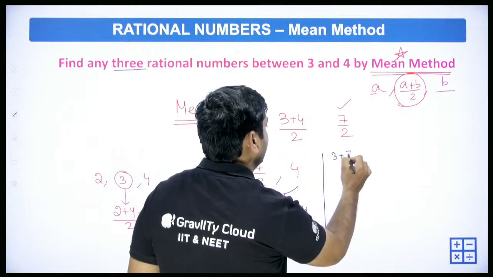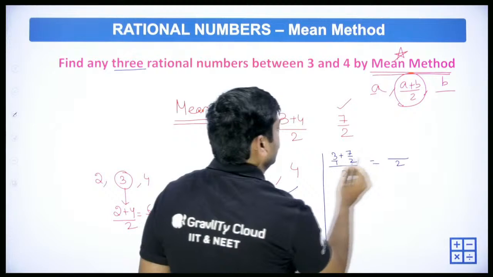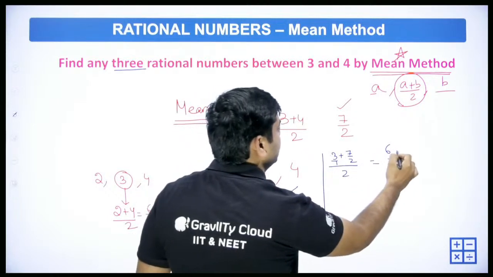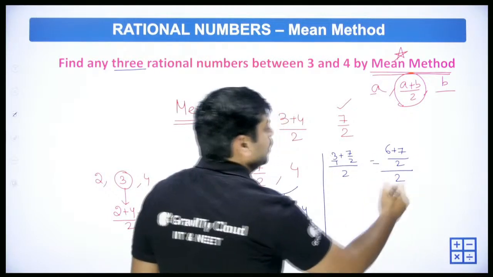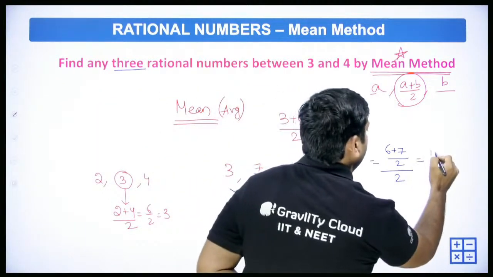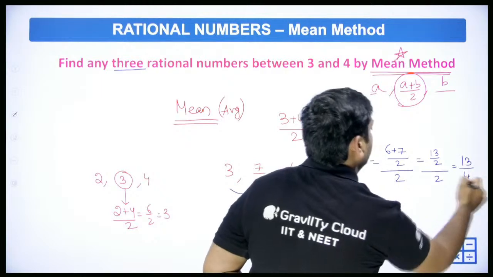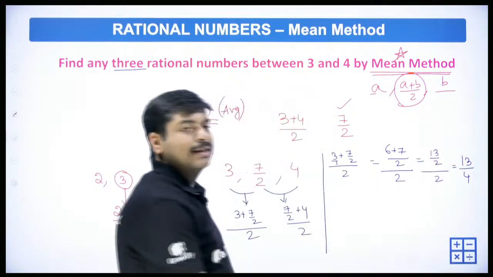3 plus 7 by 2, by 2. So this one, LCM is 2. So it becomes 3 times 2 is 6, 6 plus 7 by 2. 6 plus 7 is 13. 13 by 2, by 2, which is 13 by 4. The 2 gets reciprocal, becomes 13 by 4.